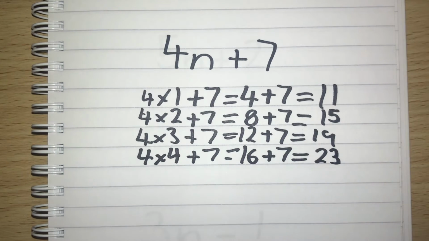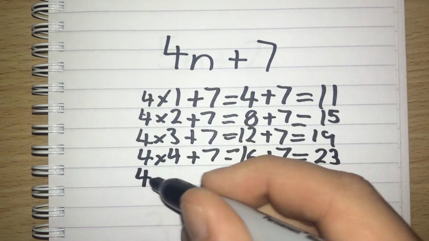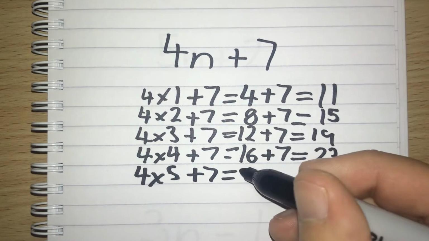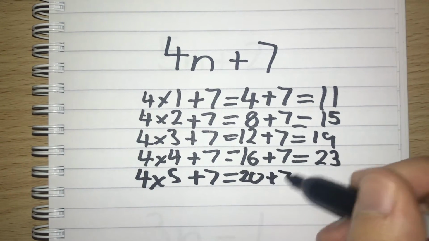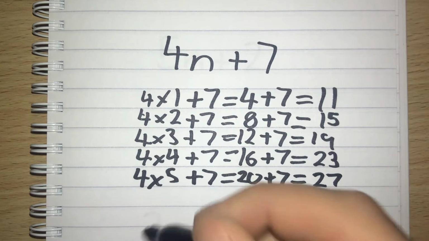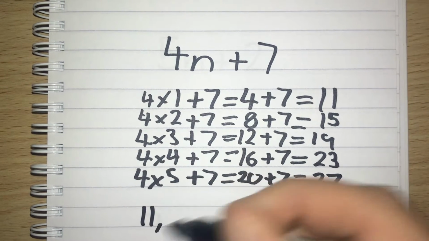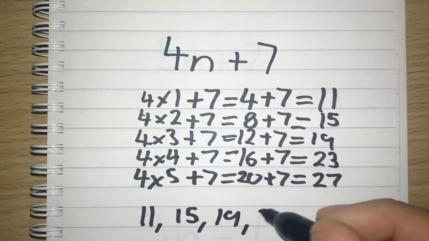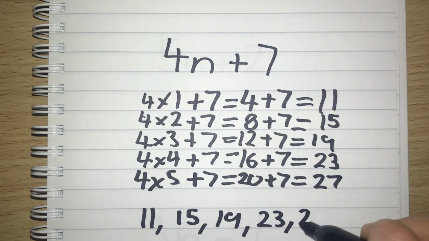And then finally our fifth term, where n is equal to 5. So 4 times 5, add 7. 4 times 5 is 20, and we add 7, and we get 27. So our first 5 terms would be 11, 15, 19, 23, and 27.